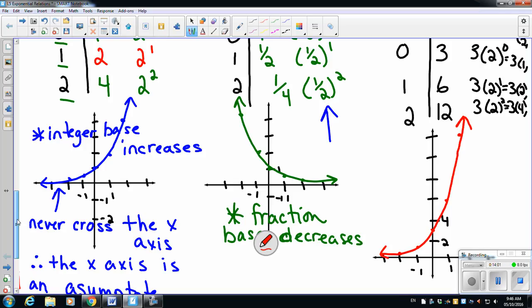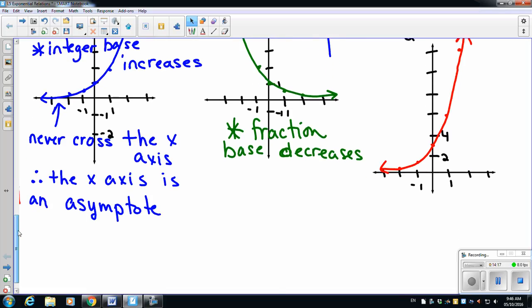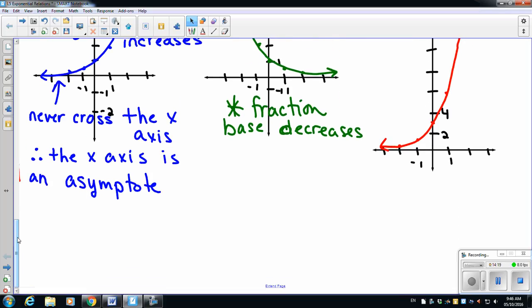And it is increasing because the base is 2. It's not a fraction. And it increases more quickly, interestingly enough, than the first one because it's multiplied by 3. All right, so that is graphing using a table of values. There are questions to follow. Make sure you do those practice questions.